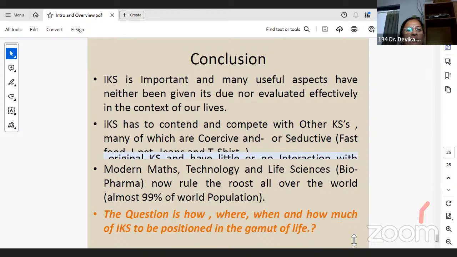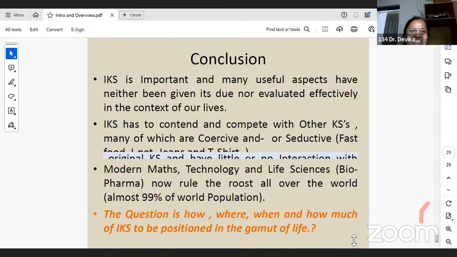That itself is a big question for us. That question itself has put us in confusion. It is not confusion; I have raised a question in all our minds: how much of it.